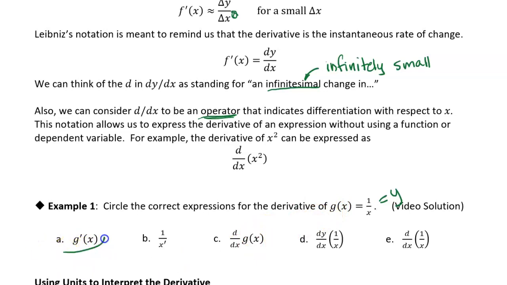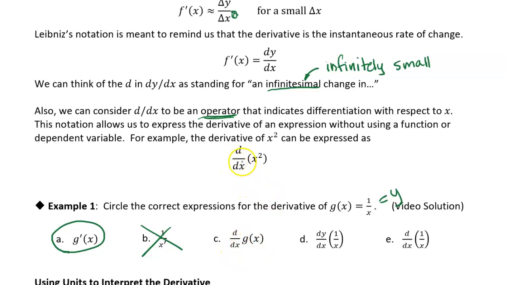Well, okay, we're familiar with this one. This one is the Lagrange notation for a derivative. So that's definitely true. Let's look at b. All right, we're using a prime symbol, but it's not right. We've got x prime, we've got 1 over x prime. So we're looking for the derivative of 1 over x, but the derivative of 1 over x is not 1 over x prime. That doesn't work, so I'm going to cross that one out. That's not valid.